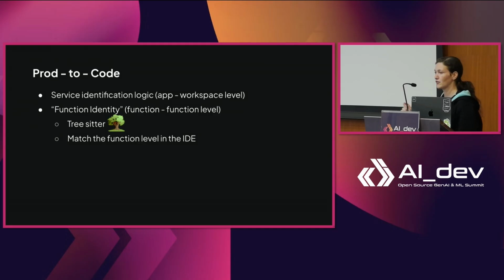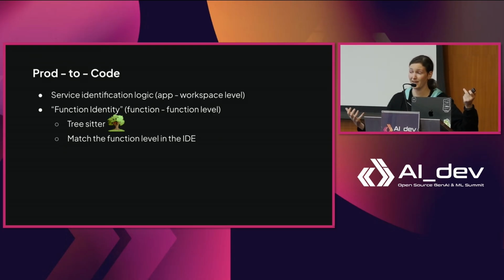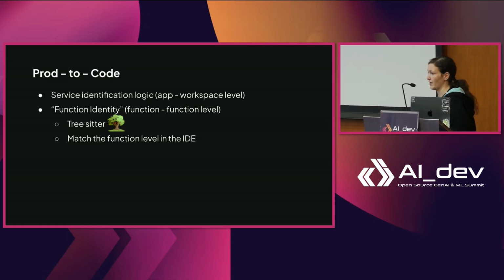Specifically, the awesome thing about TreeSitter is that it runs incrementally, so it's very, very fast, and it allows you to understand how that function behaves across different runtimes. And then we can actually match the production functions to the local functions that Cursor is seeing without storing any of the code in our backend, which is something that we wanted to avoid for security reasons.